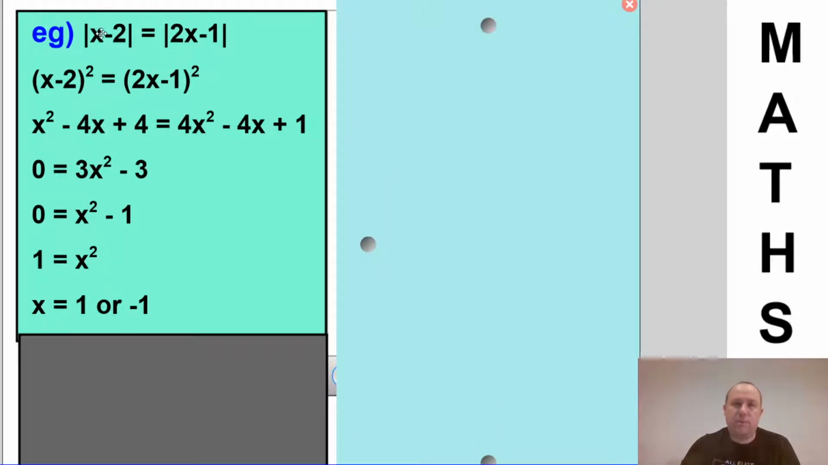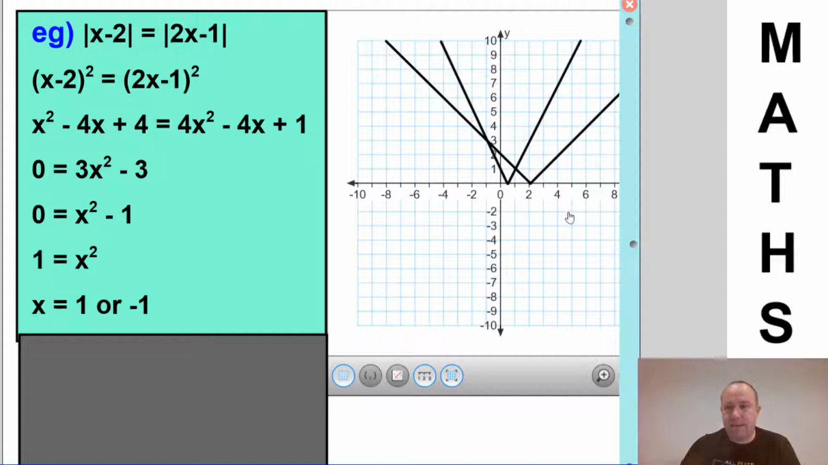Now, you could also do this question by graphing, and that's why I left that in as one of the objectives for today. If you graphed each question independently, x minus 2 we have here, and 2x minus 1 we have here. If you look at where the intersections are, you can see that it's at 1 and also negative 1 as well, which is what we have here.